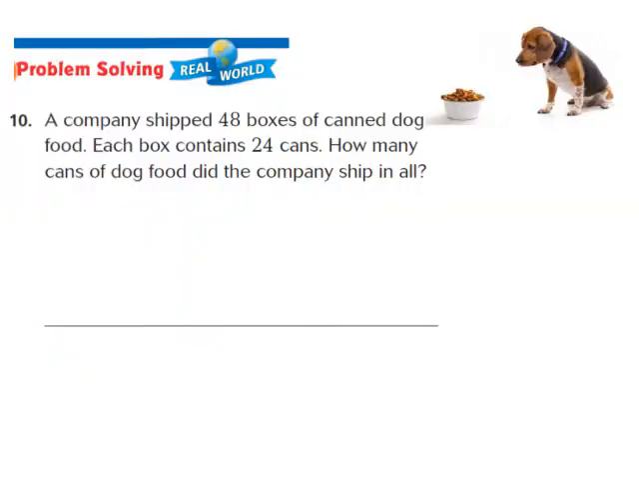Now, let's take a look at question number 10. This is one of our real-world problem-solving questions, and it says, a company shipped 48 boxes of canned dog food. Each box contains 24 cans. How many cans of dog food did the company ship in all? Well, what I see is this. In the problem, I see that the company shipped 48 boxes of canned dog food. And I know that each box contains 24 cans. And they want to know how many cans did the company ship in all. So that leads me to know that I'm going to take my 48 and I'm going to multiply it by the 24.